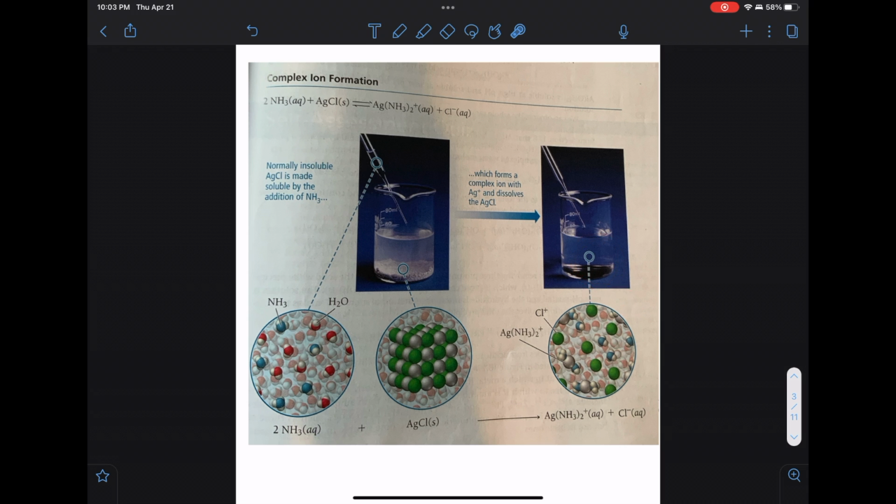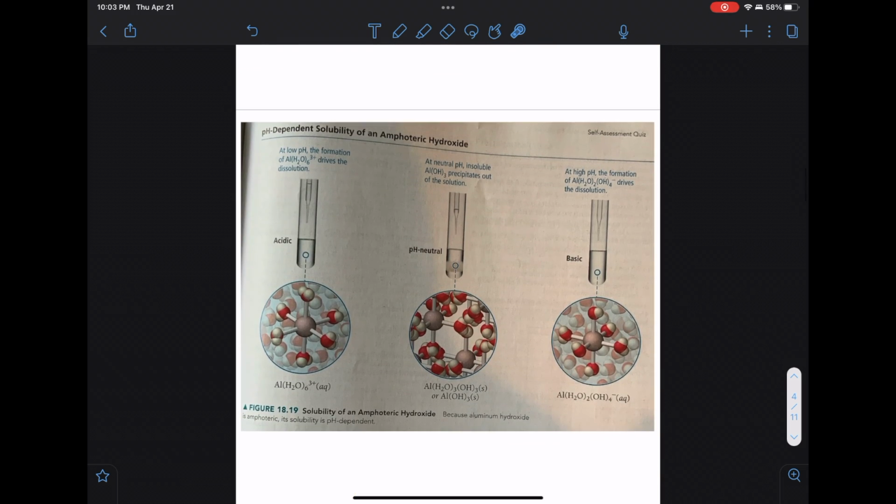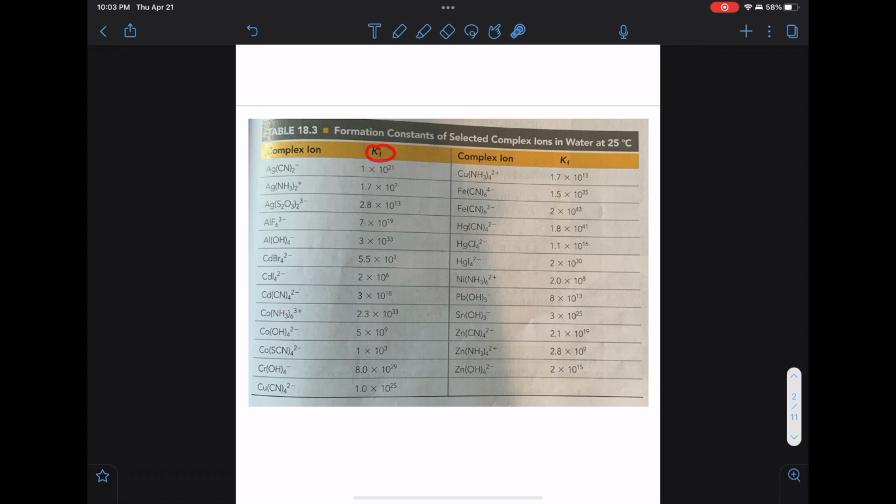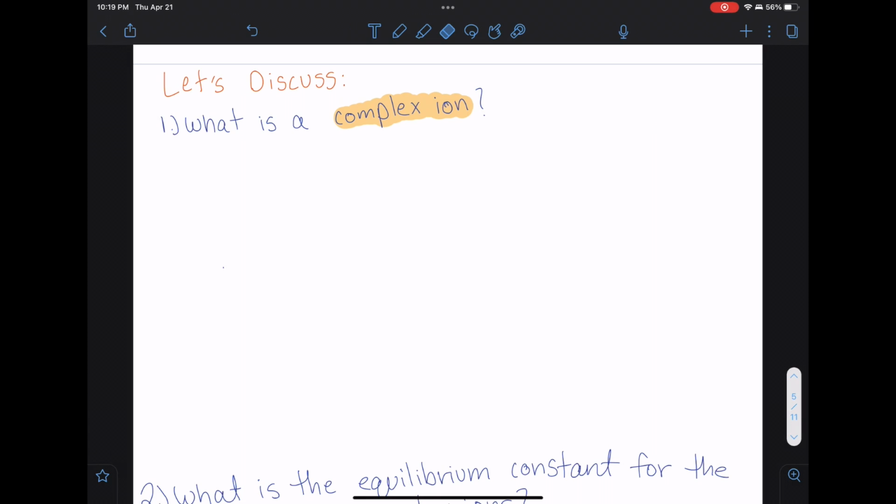Second, we have the amphoteric hydroxide figure, clearly showing us how varying pH levels affect the solubility of amphoteric hydroxide. And third, we have the Kf of specific complex ions in H2O at 25 degrees Celsius, usually room temperature. It's important to know that you can utilize this table filled with formation constant values of common complex ions when applicable in later problems. All right, let's discuss.